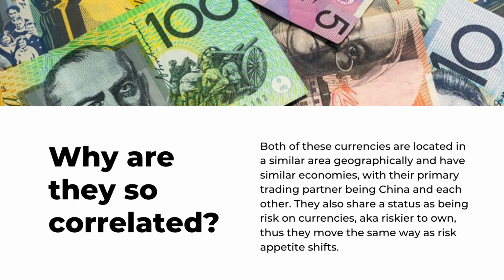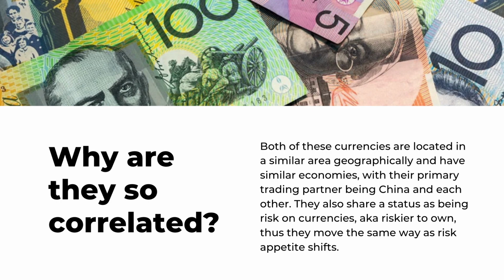So, why are they so correlated? Well, first of all, they're located in the same area geographically, right? They're basically right next to each other, and they have very similar economies, with their primary trading partner being China. They have a lot of trade with China and each other. So if one economy is hurting, likely the other one is too. And that's why they move in a very similar fashion.